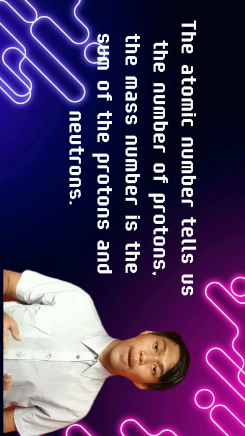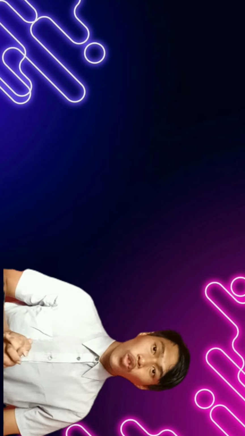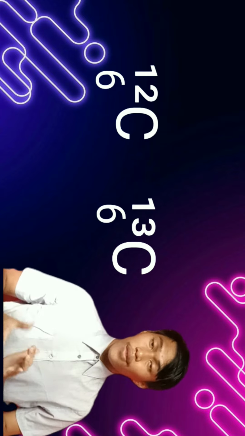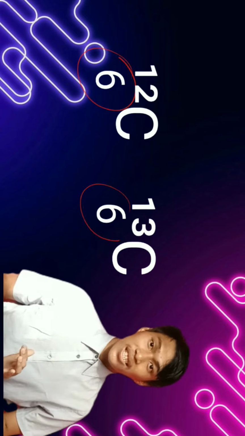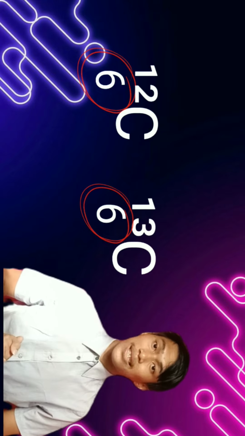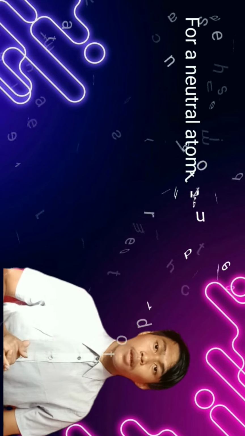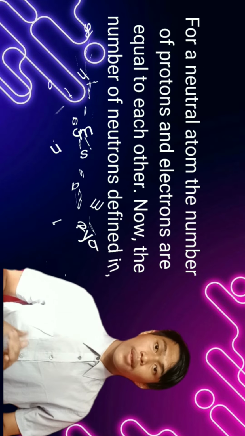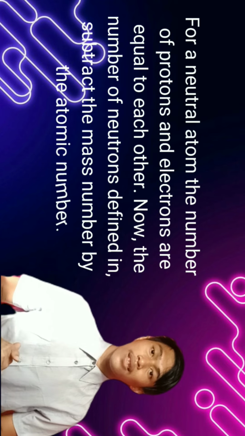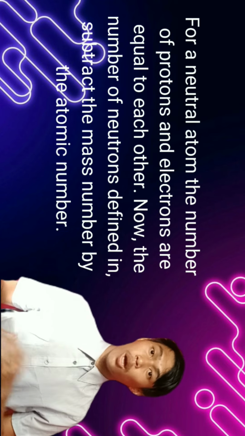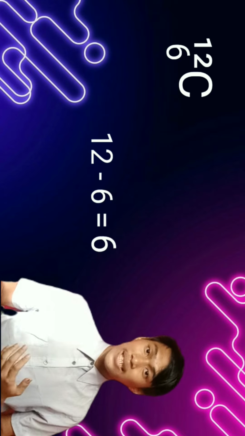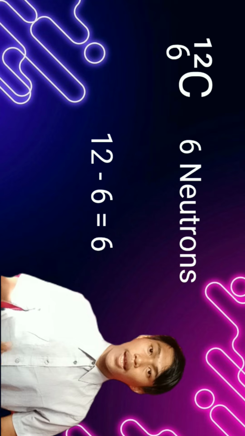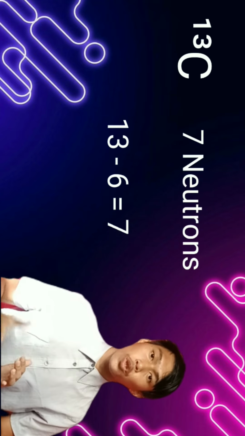The mass number is the sum of the protons and neutrons. So both carbon-12 and carbon-13 have an atomic number of 6. Therefore, the number of protons is 6. The number of electrons will be 6 as well, because for a neutral atom, the number of protons and electrons are equal to each other. The number of neutrons is found by subtracting the atomic number from the mass number. So 12 minus 6 is 6. So carbon-12 has 6 neutrons and carbon-13 has 7 neutrons.